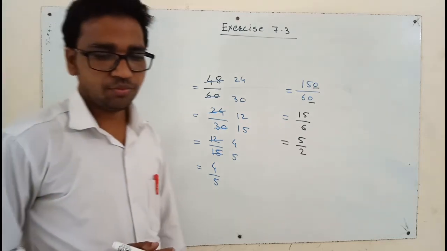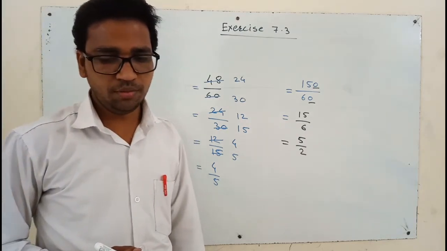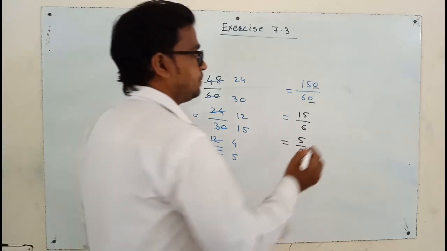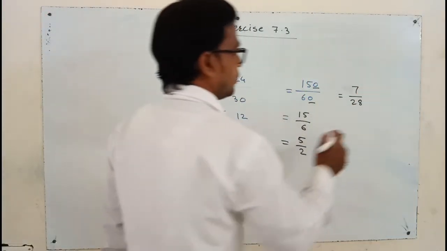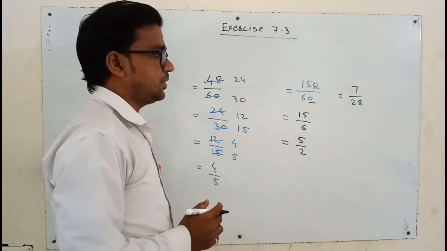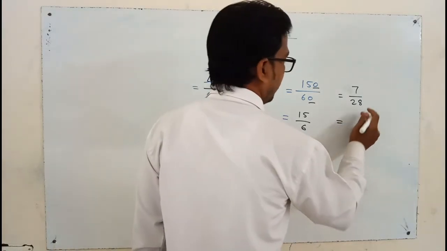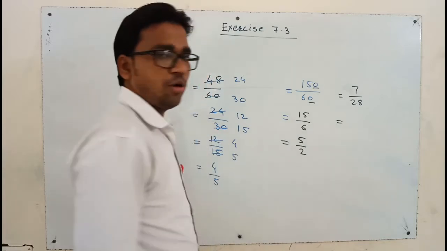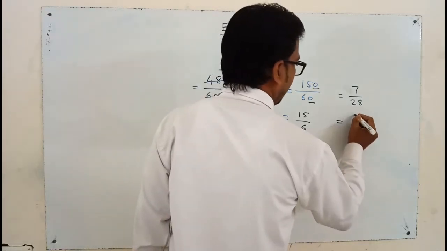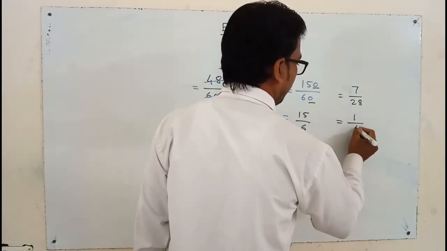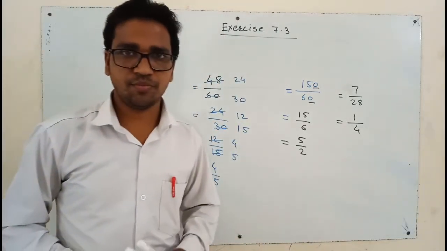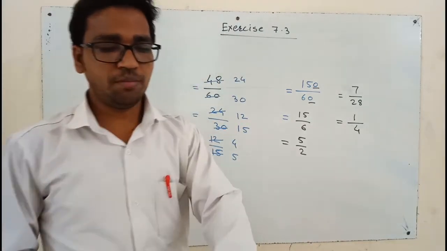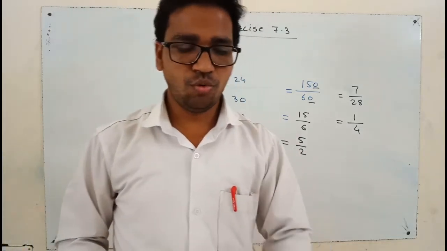Now one more example, 7 by 28. This type of reduction or simplification is very easy because here 28 is in the table of 7. So we write directly 7 1s are 7, 7 4s are 28. So 1 by 4 is the answer. Okay, so question number 7 is over.